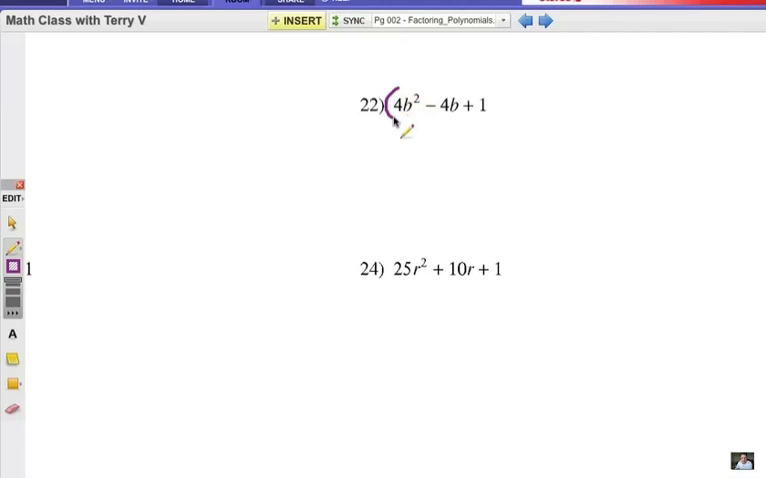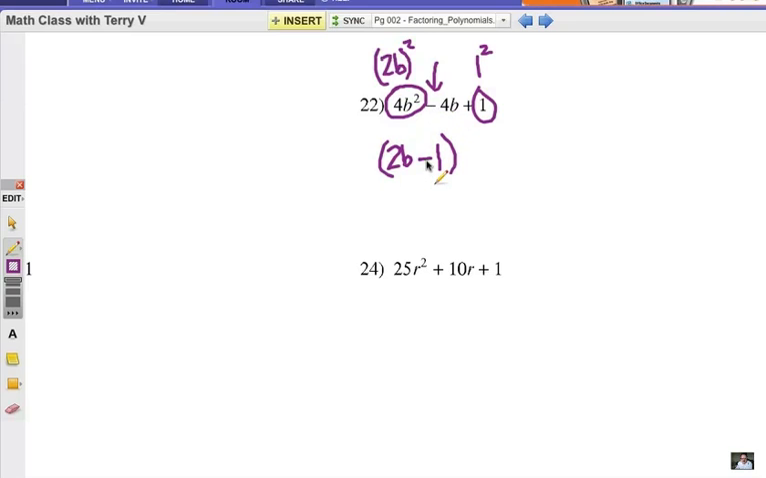First of all, is 4b squared a perfect square? Yes, because it's 2b times itself. Is 1 a perfect square number? Yes, of course, it comes from 1 squared. The quickest way to factor this is you put the 2b in the first position, the 1 in the second position, and then look at the sign of the middle term. It's negative 4b, so you're going to have to copy that sign in there. If the middle term is negative, the binomial of the factored answer has the same sign. Don't forget your 2 exponent there.